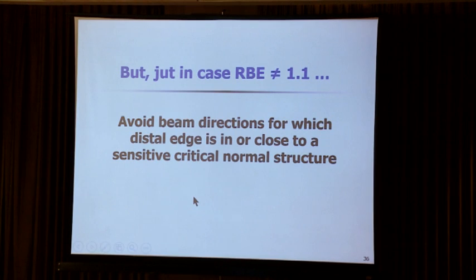But to say, just in case it is not 1.1, it rises to more than 1. So just to avoid any problems, let's not aim the beam toward the rectum or spinal cord or any other critical organ, so that the distal edge of the beam, where the RBE is high, does not end up in some critical normal tissue.